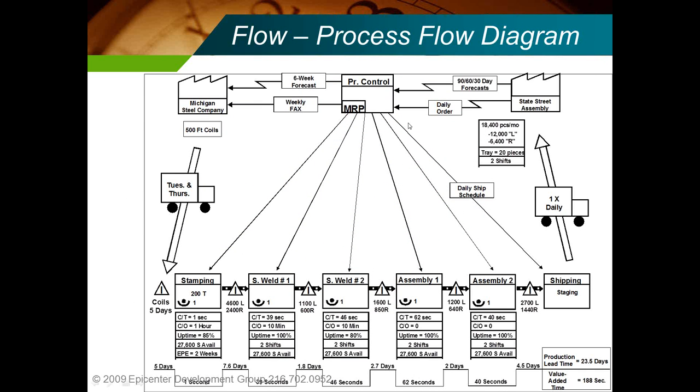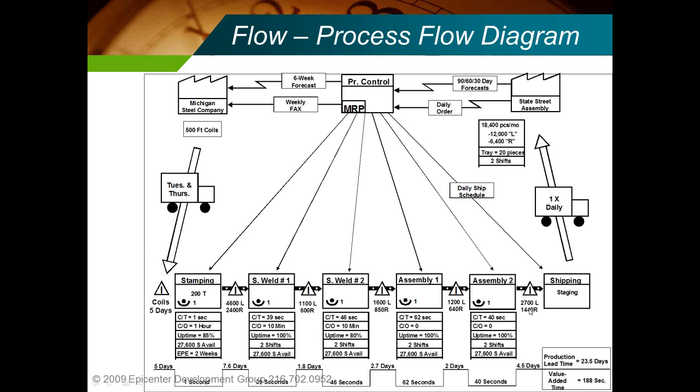Another way you can show flow is with the use of a value stream map. Here's an example of a value stream map where it shows each of the steps. It shows down here the duration of each step. Up here you have information dealing with the information flow. This is more of the material flow.